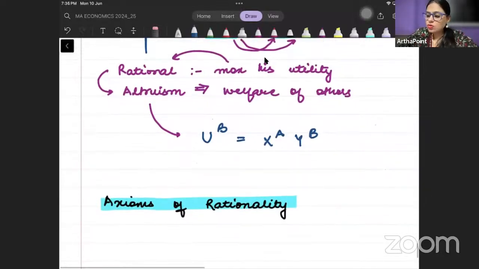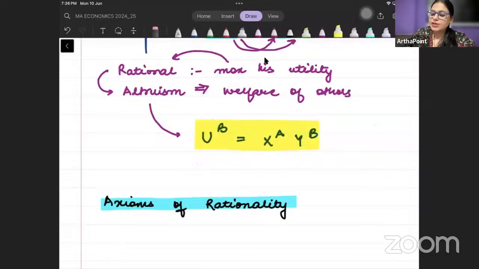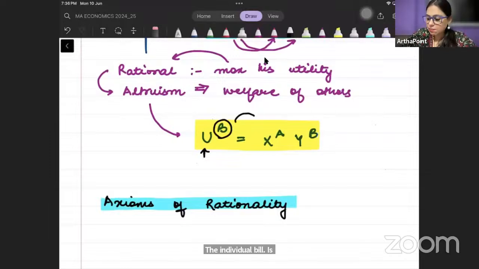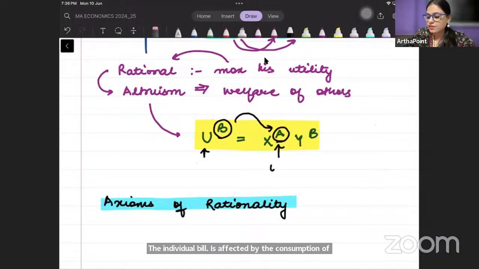Okay. So when I talk about this utility function, what is this saying? Utility of individual B is affected by the consumption of good X of individual A.